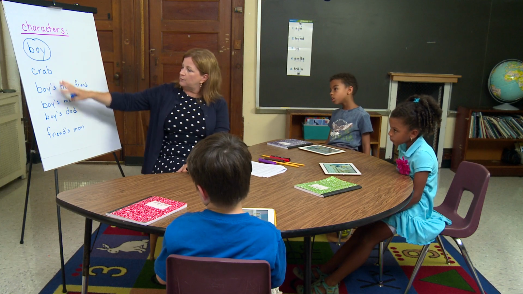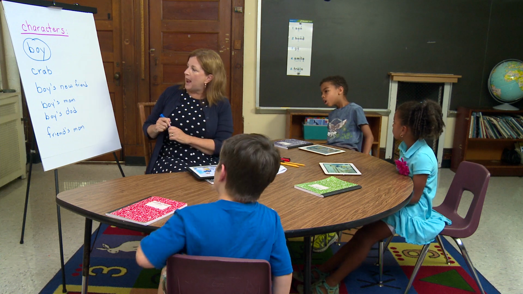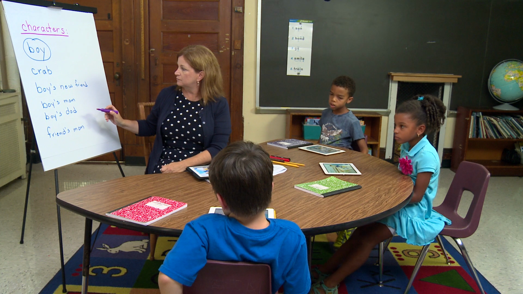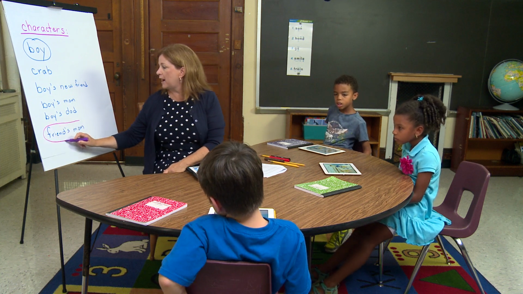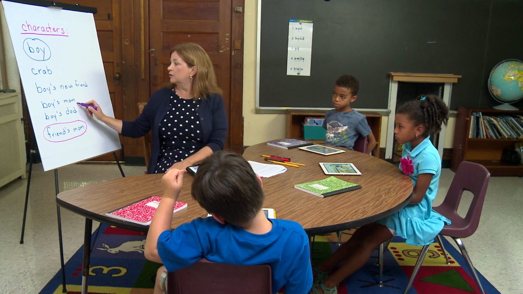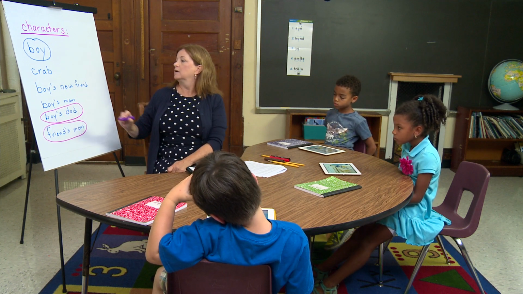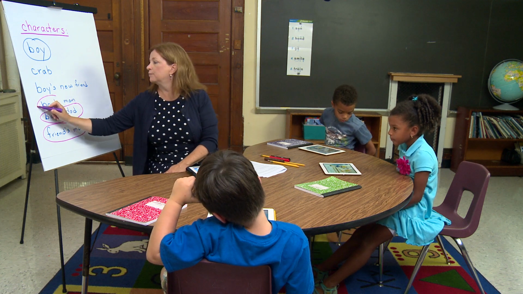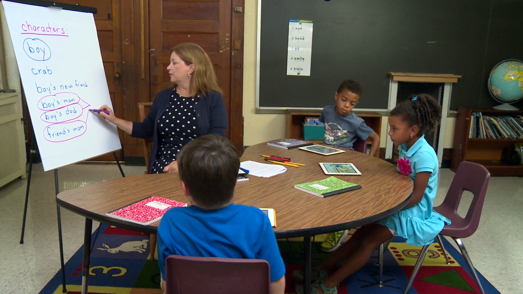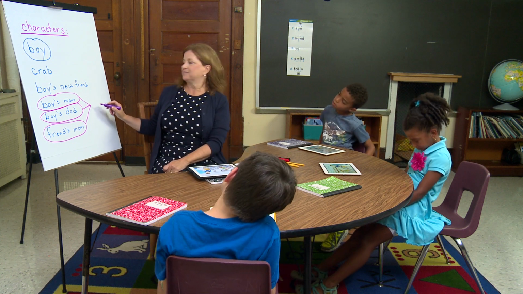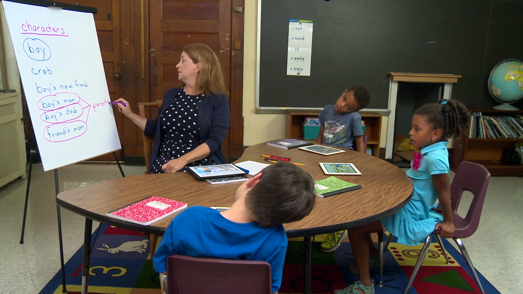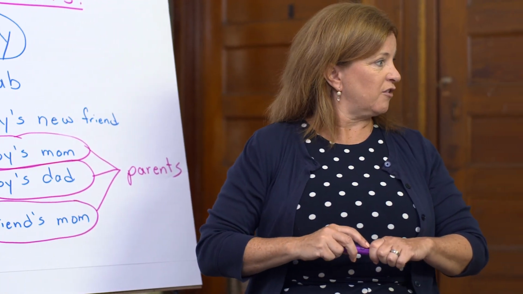Let's talk about some of the characters. I would like to talk about the parents in this story. Who are the parents in the story? The friend's mom is a parent. The little boy's dad. And the boy's mom. So these three people are all parents. You guys have parents, right? And do your parents worry a lot about you? Yes. They want to keep you safe all the time?